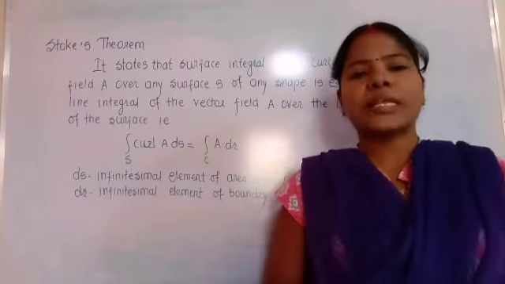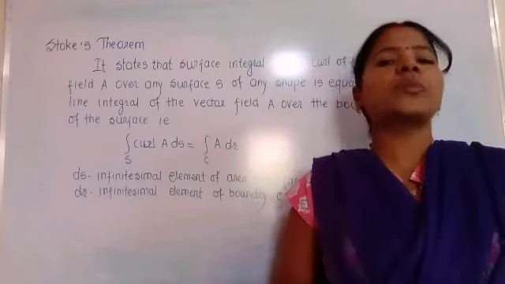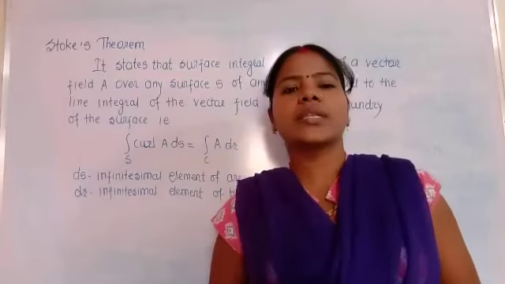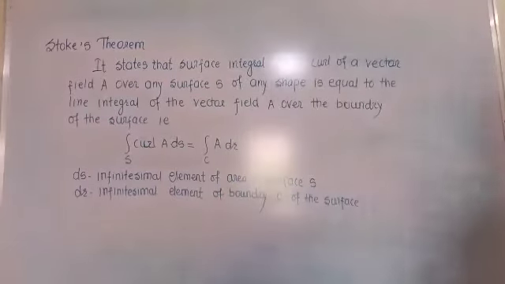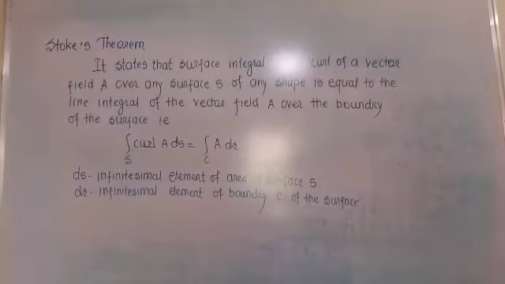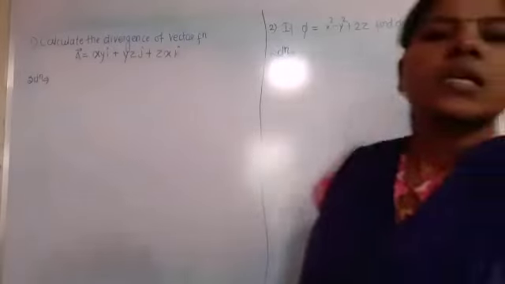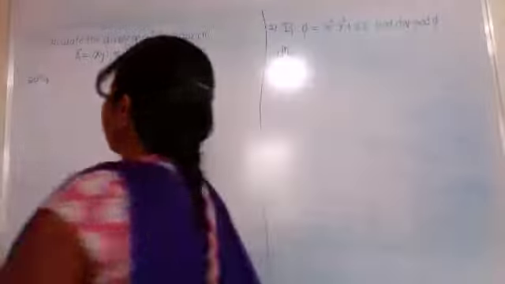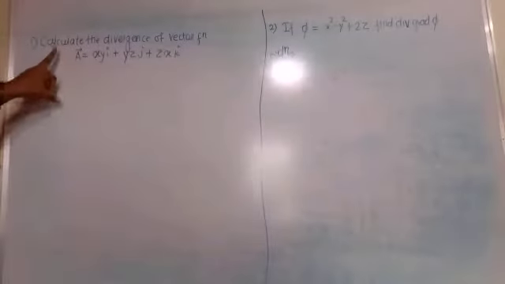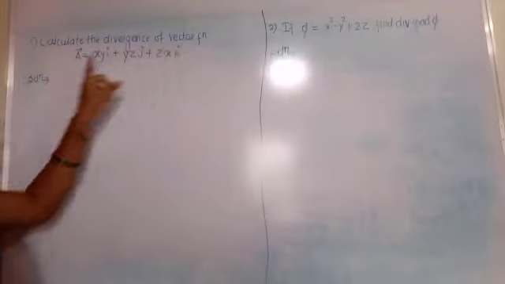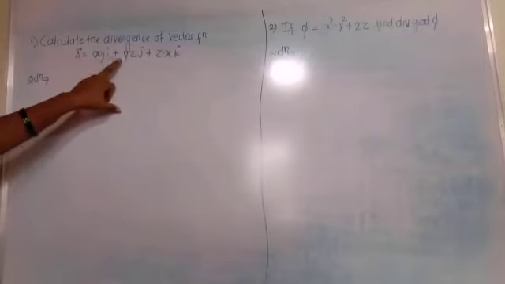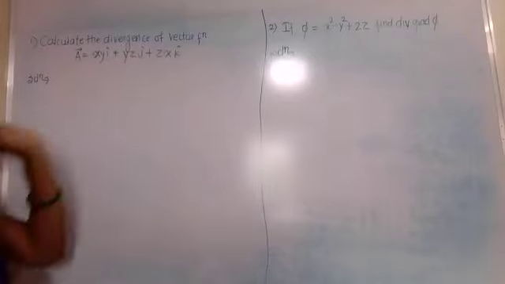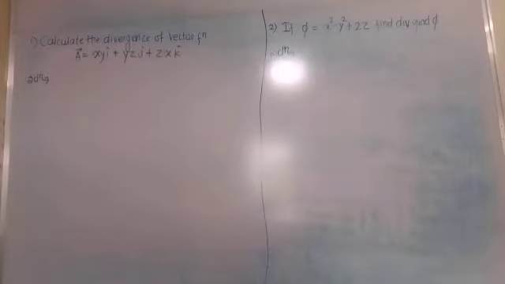We will see the numericals of this topic, and numericals are very important from the exam point of view. So we will study the numericals. This is the first numerical of our first unit. Calculate the divergence of the vector function A. Here the vector function is A equals xy i plus yz j plus zx k. So we have to find the divergence of the vector function.